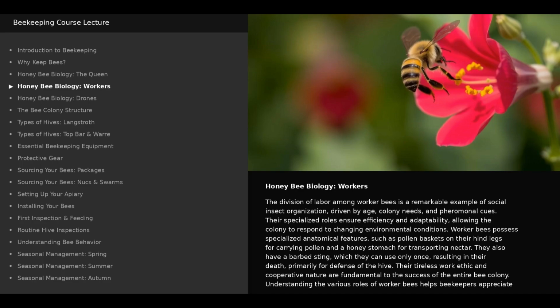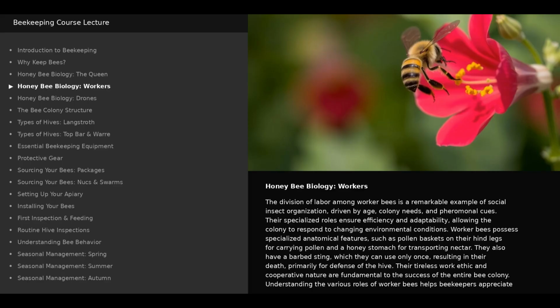Worker bees possess specialized anatomical features, such as pollen baskets on their hind legs for carrying pollen and a honey stomach for transporting nectar. They also have a barbed sting, which they can use only once, resulting in their death, primarily for defense of the hive. Their tireless work ethic and cooperative nature are fundamental to the success of the entire bee colony.